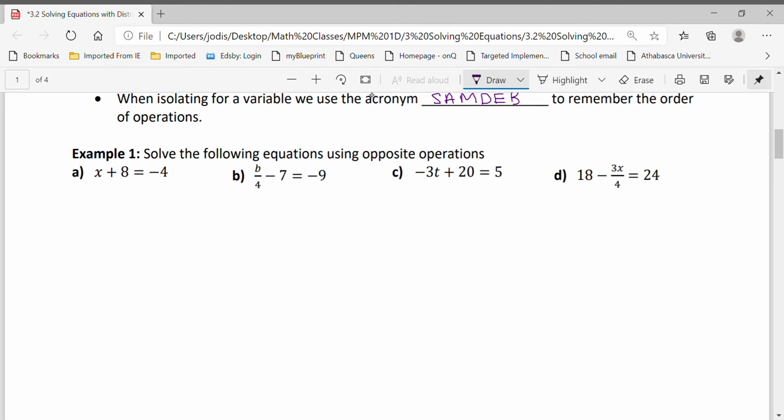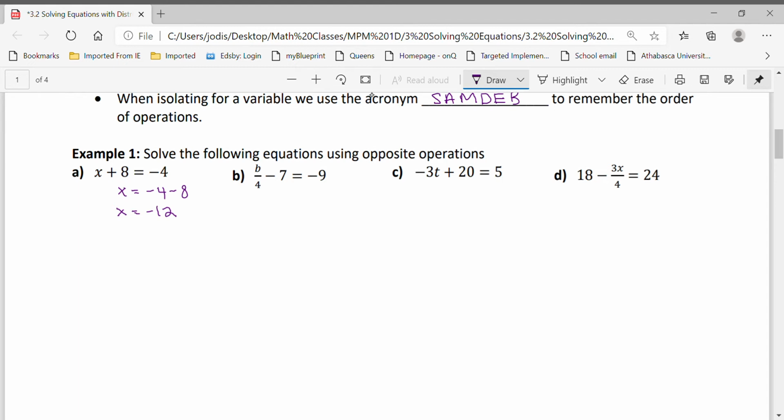In this case, we look at it, what's happening to x? Well, 8 is being added to it, so we want to do the opposite. So we want to subtract 8. Remember, you're always going to subtract from the other side. So x is going to be negative 12.